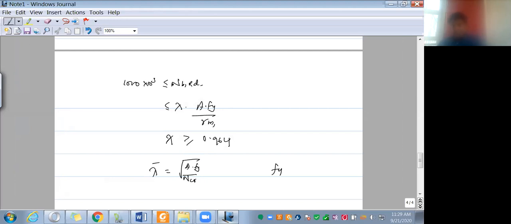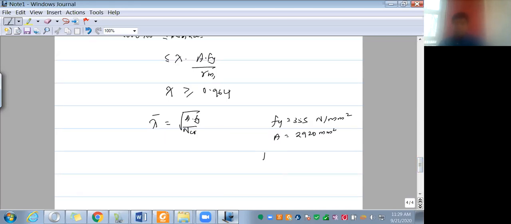So Fy is 355 Newton per millimeter squared, A is 2,920 millimeters squared. Then NCR. What is NCR? NCR is the critical buckling load obtained from the critical buckling equation. So if you recall the learning in the past, you would have studied how to estimate this critical buckling load.